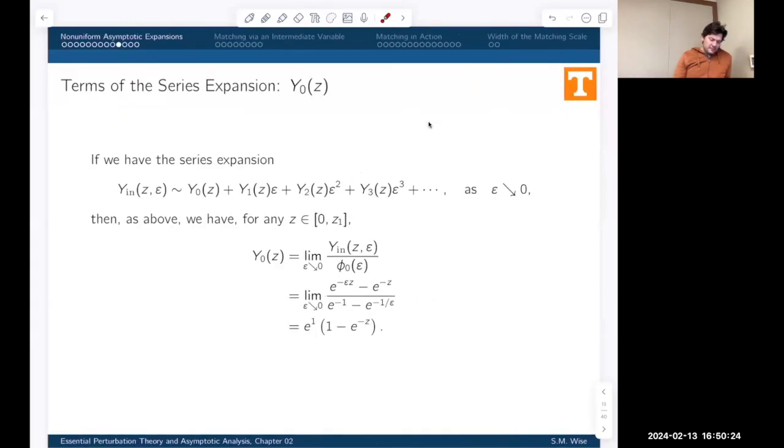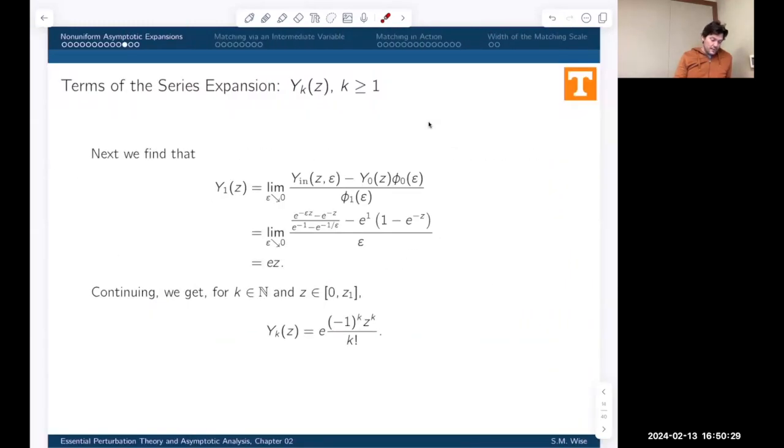So really the big story is what you get for y0, but yk, where k is bigger than or equal to 1, is just going to be e. You always get e. And then you get minus 1 to the k power, z to the k power over k factorial. So maybe this is something I'll have a limit. This is the type of thing I could ask in a homework problem, right? Compute this. And so you just have to do a little induction.